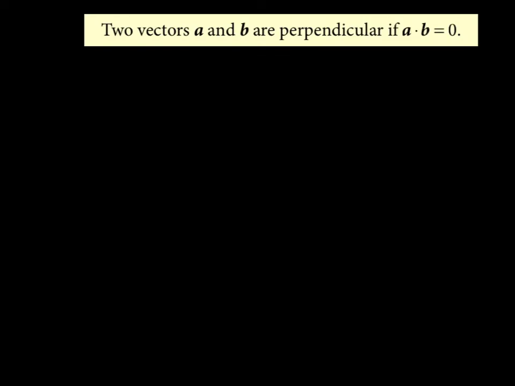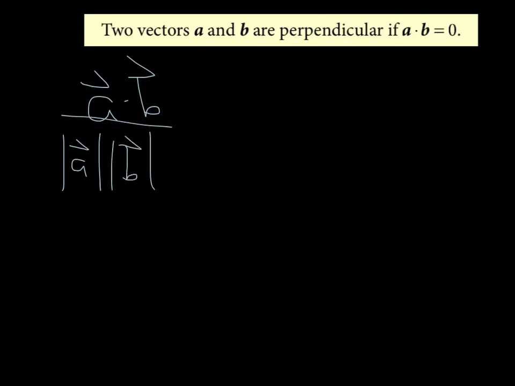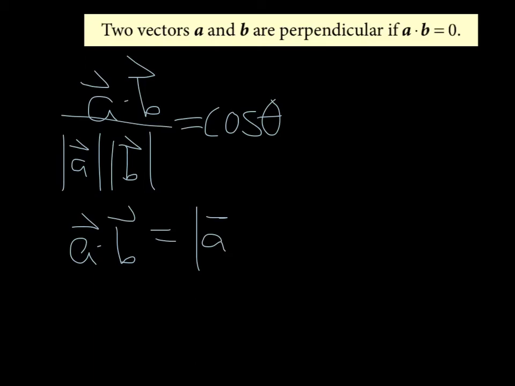Now, two vectors A and B are perpendicular if A dot B equals 0. And let's look at why this is, guys. So A dot B divided by the magnitude of A times the magnitude of B is equal to the cosine of theta. So A dot B equals magnitude of A times magnitude of B times cosine theta.